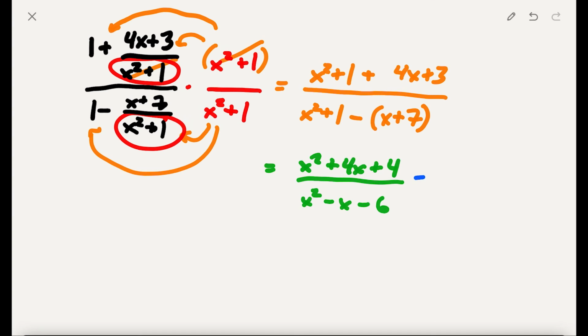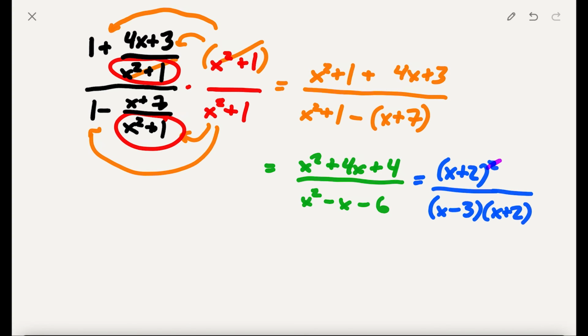Okay, the top and the bottom will factor. So the top is going to factor to x plus 2 quantity squared, and the denominator is going to factor to x minus 3 and x plus 2. Simplify this out, divide the top and the bottom by x plus 2, and you're going to be left with x plus 2 over x minus 3 for the final answer.